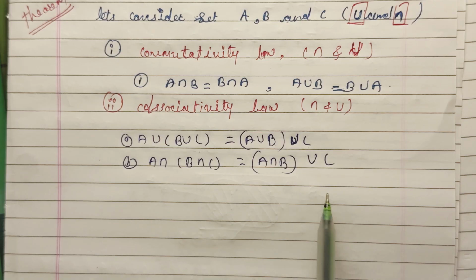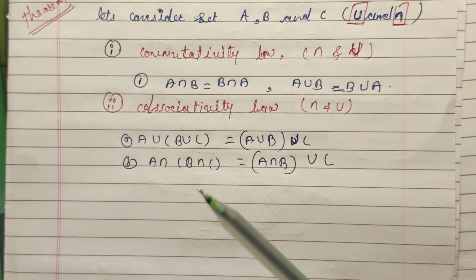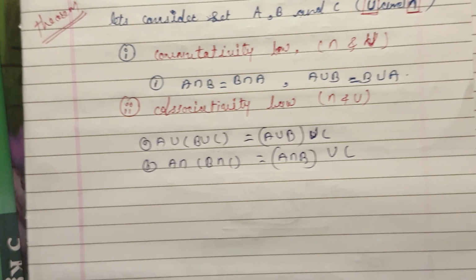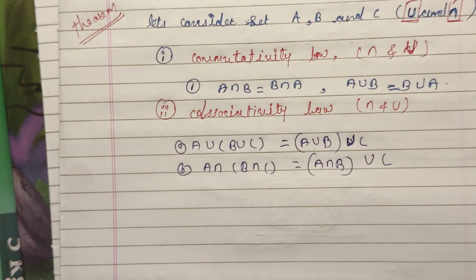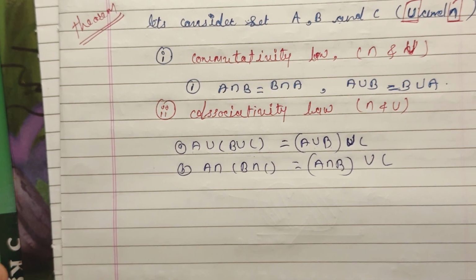Instead of union, we are taking only the intersection. If this property holds, then we say associativity holds here. Now we have the next property, the distributivity law.